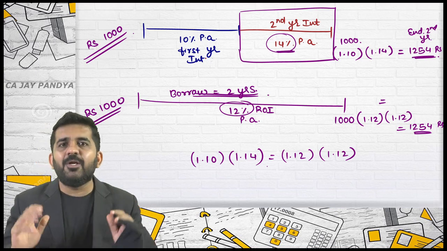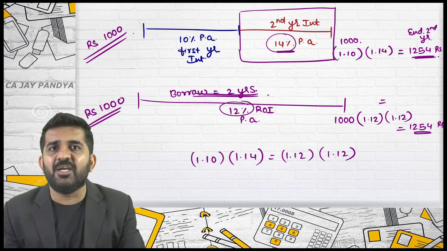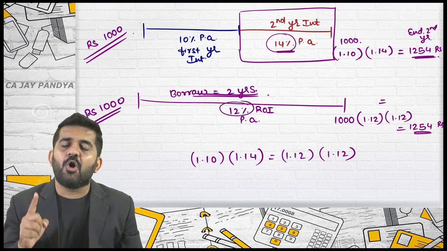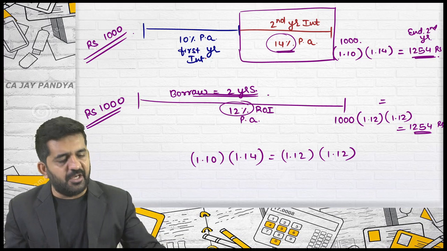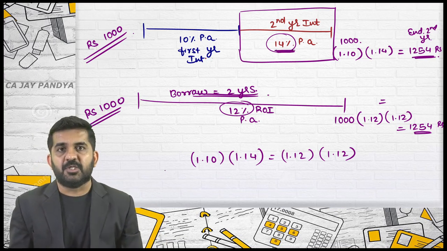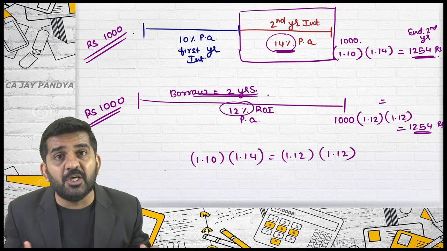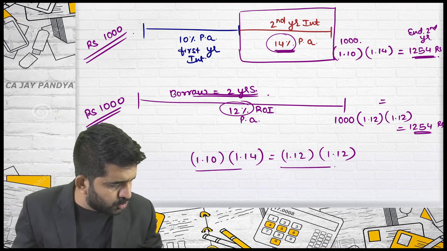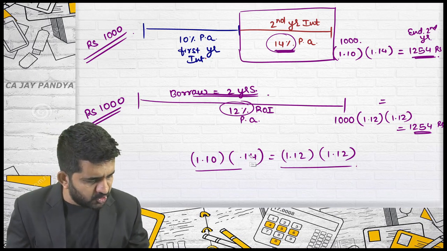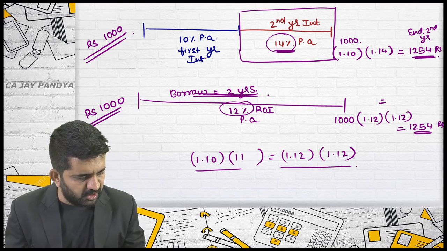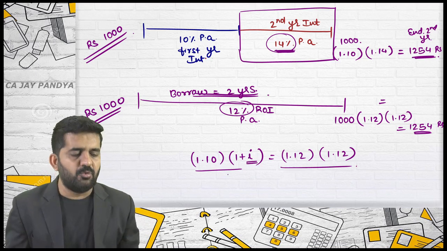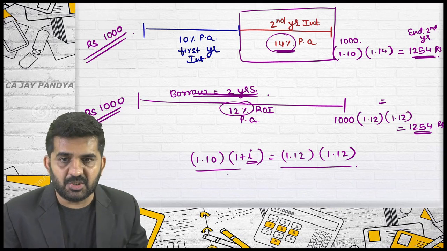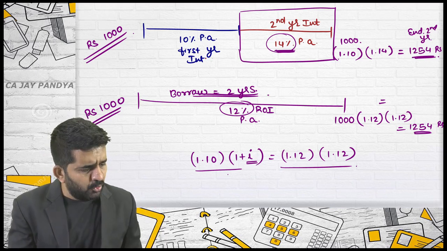If you try to understand, if you are borrowing for 1 year, today the rate of interest is 10%. If you are borrowing after the first year for a period of 1 year, the rate of interest is 14%. If you are borrowing for 2 years together, your rate of interest is 12% per annum. Then these two should match. Which figure was not given? This was not given. So here I took 1 plus i, found out i, and where I was getting i as 14%.